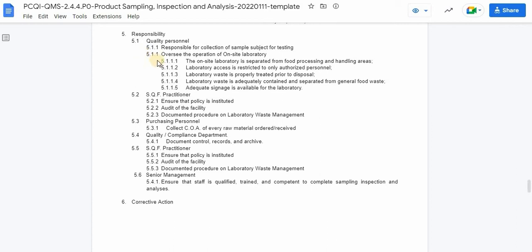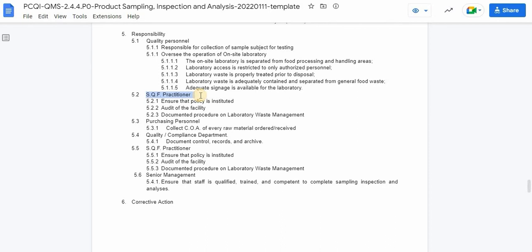The on-site laboratory is separated from food processing and handling areas. Laboratory access is restricted to only authorized personnel. Laboratory waste is properly treated prior to disposal. Laboratory waste is adequately contained and separated from general food waste, and adequate signage is available for the laboratory.